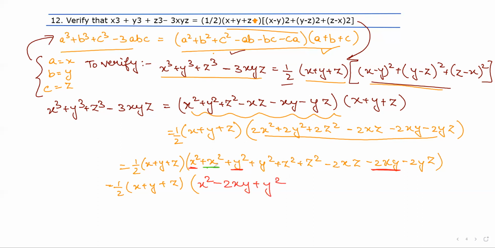Next term, x square minus xz plus z square. Now here you need z minus x. So I'm writing z square first. It can be written as plus z square minus 2xz plus x square. Lastly, you need y minus z. So y square plus z square minus this one. So plus y square minus 2yz plus z square.